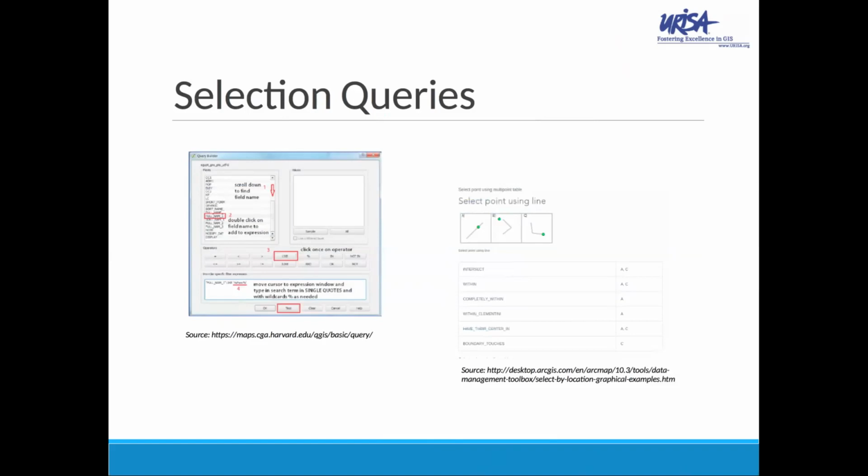I am both an Esri user and an open source GIS user, and so I'll have some screenshots from both. Some things may look familiar. So there are both attribute selections, spatial selections, and other.